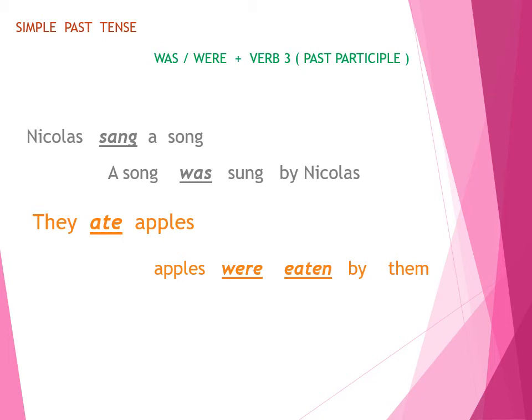The second sentence is: they ate apples. They is the subject, ate is the verb, in this case in simple past tense, and apples are the object of this sentence. Now let's turn it into passive voice. We move the object apples to the beginning of the passive voice. Apples were eaten by them. Apples is followed by the to be were because apples is plural. And then the verb ate in the past tense becomes eaten in past participle. So: apples were eaten by them.